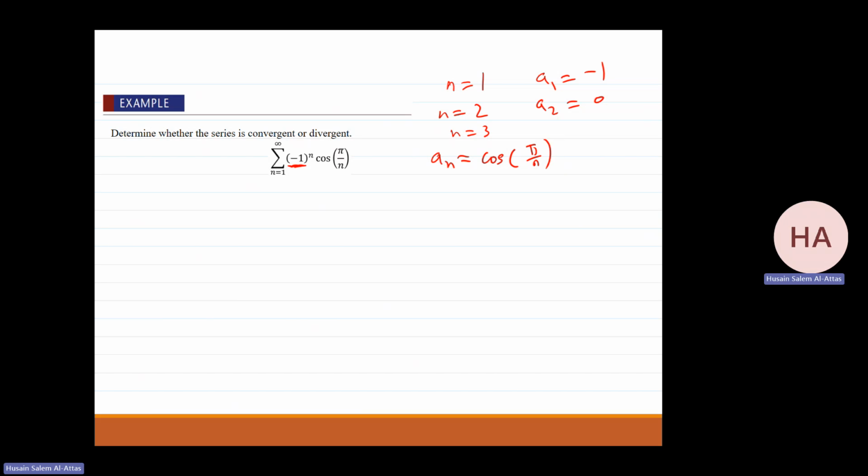It will diverge. Why? Actually, if we take it as a whole, this will not converge. Why? Because what is the limit as n goes to infinity of this cosine pi over n? That will be cosine pi over infinity, cosine 0, which is 1, not equal to 0.